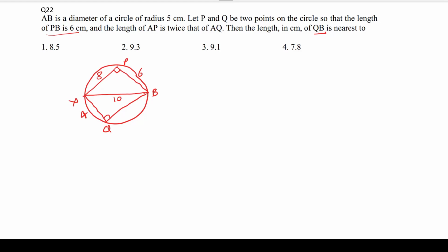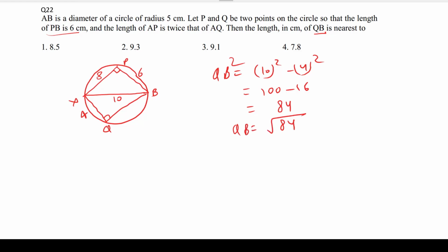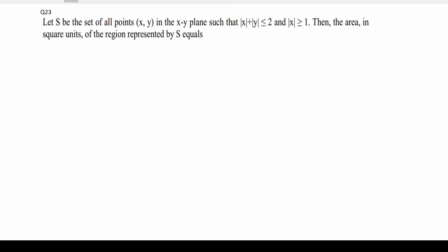So using Pythagoras, the length of QB will be 10 squared minus 4 squared. This will be 100 minus 16, which means 84, and the root of 84 will be nearest to 9.1.